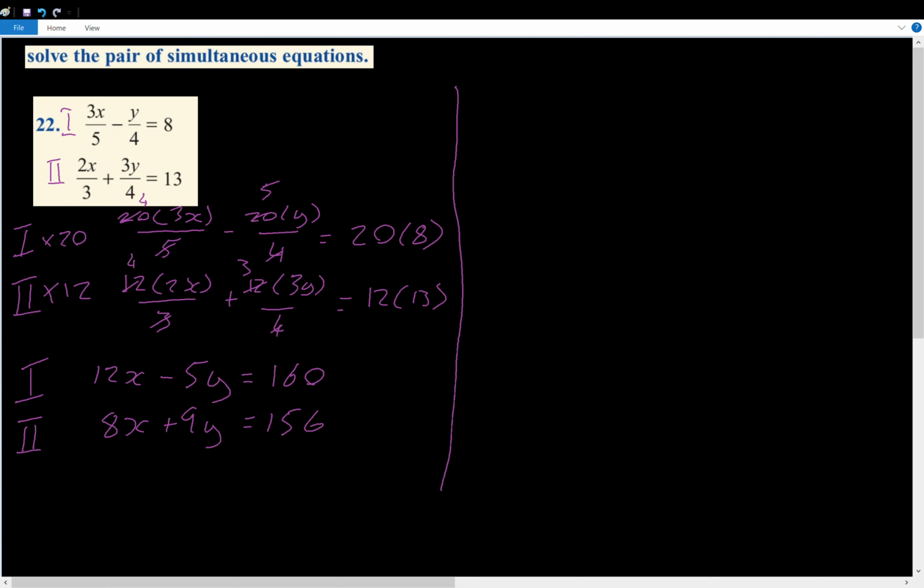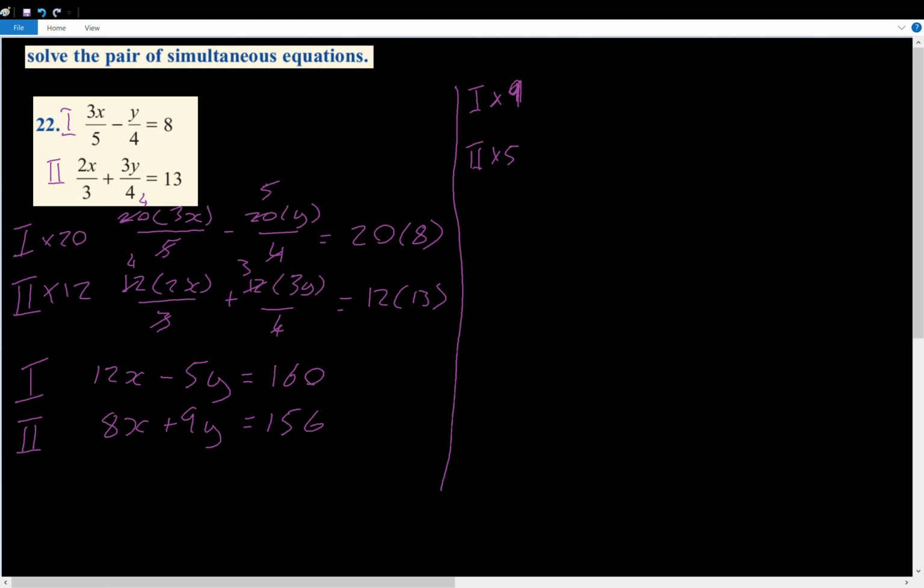So I'm going to go ahead and make the y's match. It'll be the most convenient because we already have different signs. So we're going to multiply equation 1 by 9, because that's the number in front of y in equation 2. And we're going to multiply equation 2 by 5, because that's the number in front of y in equation 1.